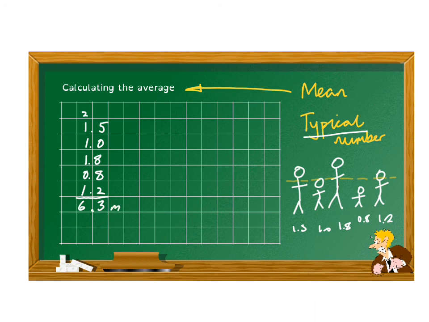Well, nobody's 6.3 meters, but if we divide 6.3 by 5, so we could use just a bus stop, 6.3 by 5. So 5 into 6 goes 1 point, remainder 1. And 5 into 13 goes 2, with a remainder of 3. And 5 into 30 goes 6. So the answer is 1.26.